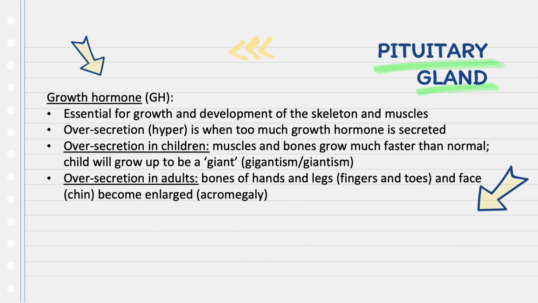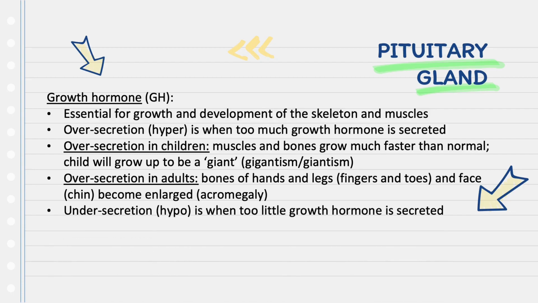Oversecretion in adults can result in the bones of hands and legs and face becoming enlarged. This can happen in the fingers and toes or on your chin. It is called acromegaly. The undersecretion, hypo, is when too little growth hormone is secreted.